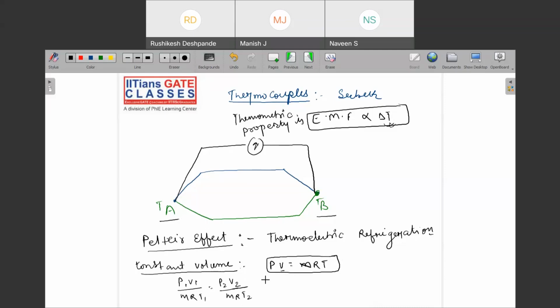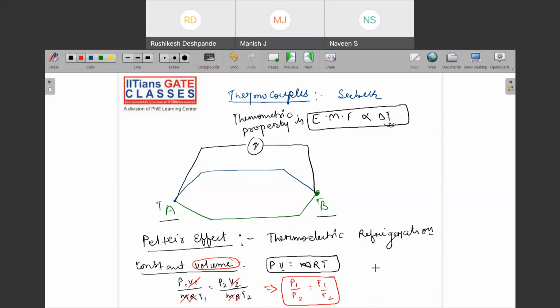If this is a constant volume thermometer, then volume is constant, and mass and R are not going to change. Then this equation reduces to P1 upon P2 is equal to T1 upon T2. So what is this ideal constant volume gas thermometer?